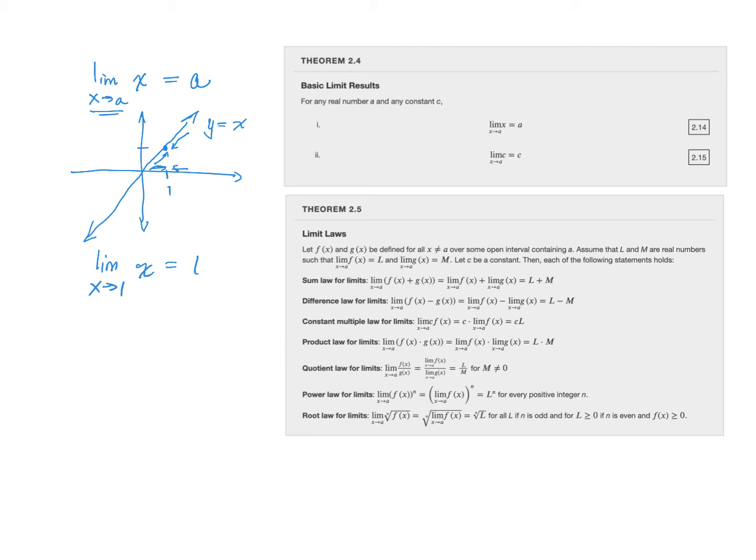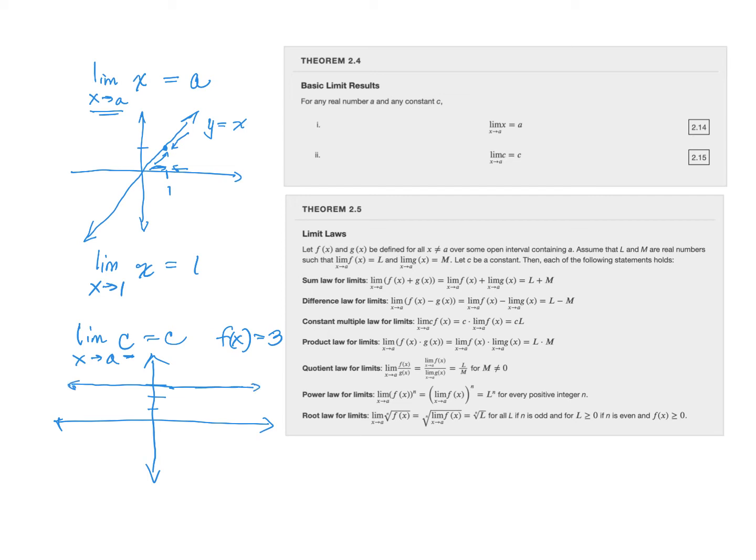Okay, let's look at the second law, and that is that the limit as x approaches a of c equals c. Now, what is f of x equals c? It's just some constant function. So, for example, f of x is equal to 3. Remember, a constant function, y equals 3, would look something like this. It's just the horizontal line that goes through y equals 3, right?